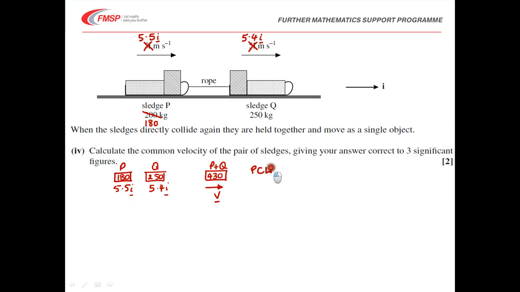Linear momentum is conserved because no external impulse is applied in here. So again, just using the principle of conservation of linear momentum, we have mass times velocity for P plus mass times velocity for Q equals total mass times final velocity for the combined system, and rearranging this gives us V equals 5.44 i, and that's rounded to 3SF as requested in the question.